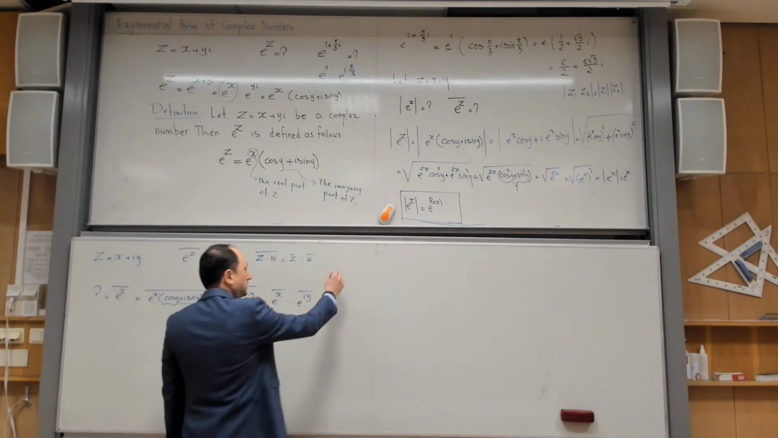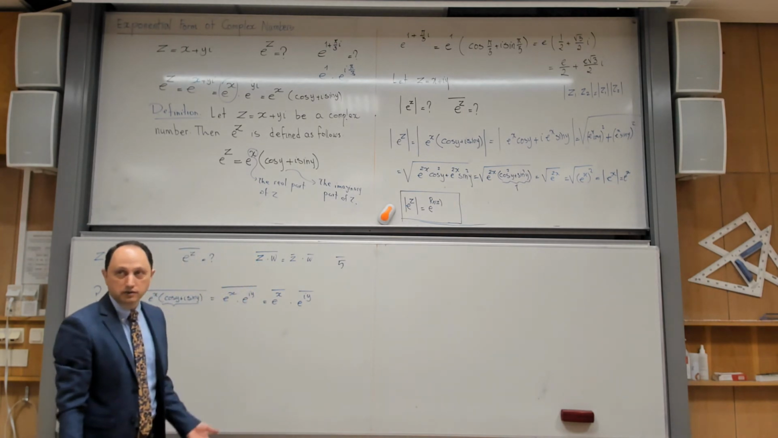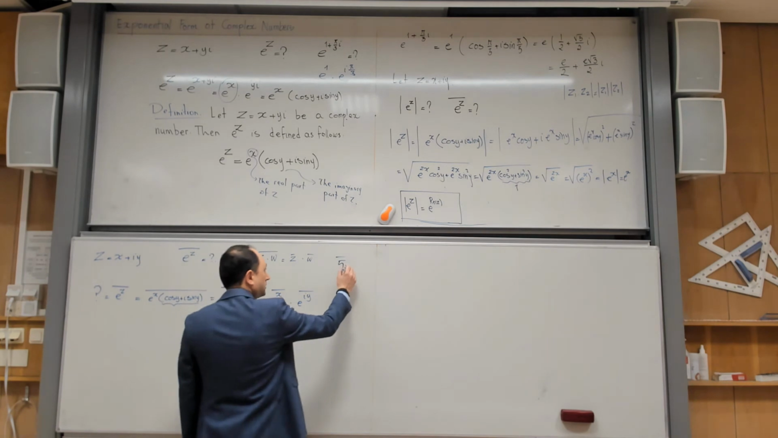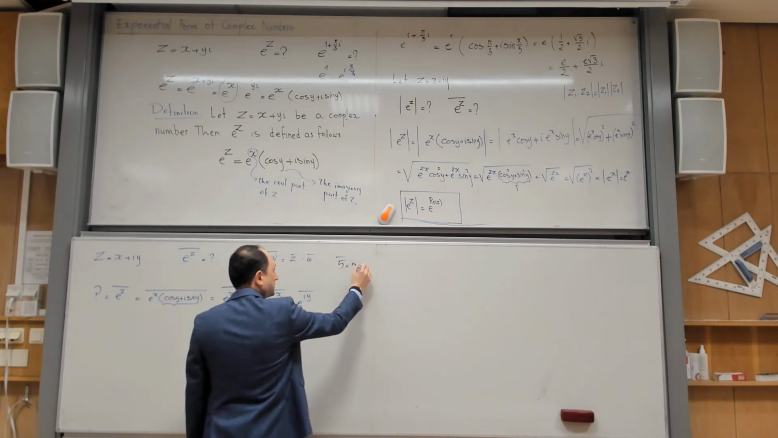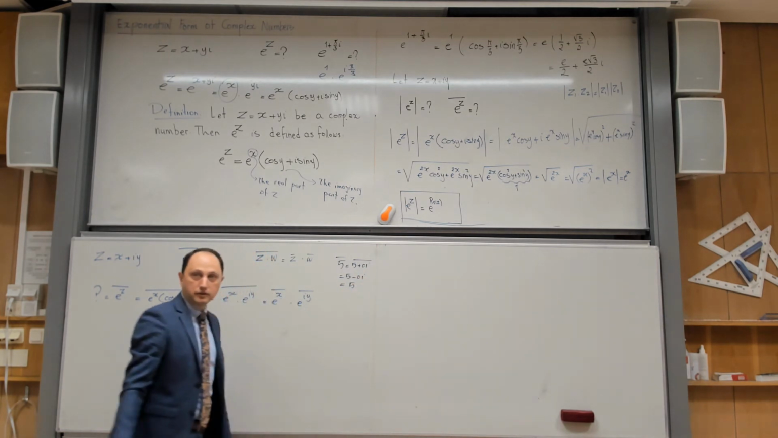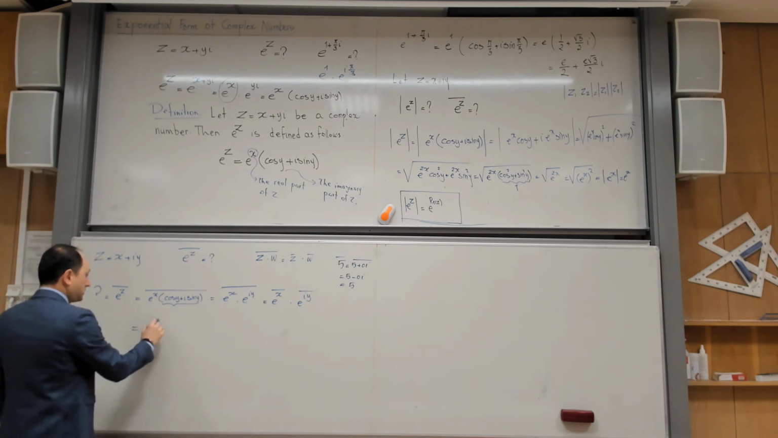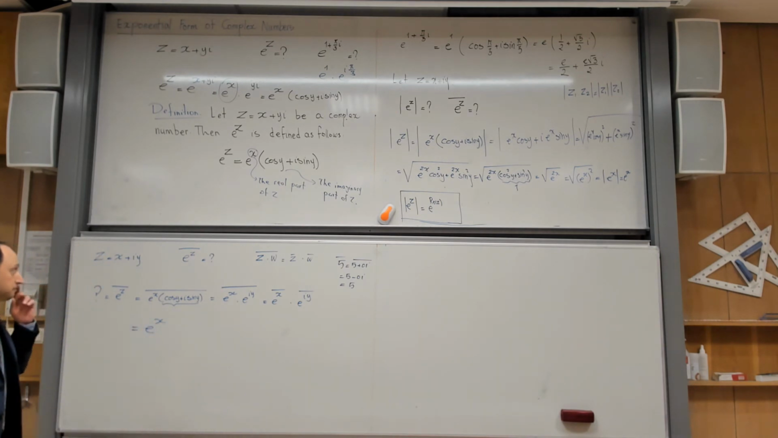Do you remember, what's the answer to 5 conjugate? It's 5 itself. Why? Because 5 can be written as 5 plus 0i, and this means 5 minus 0i. But 5 minus 0i is the same as 5. So if the number is real, the conjugate is itself. So this becomes e to power x itself.